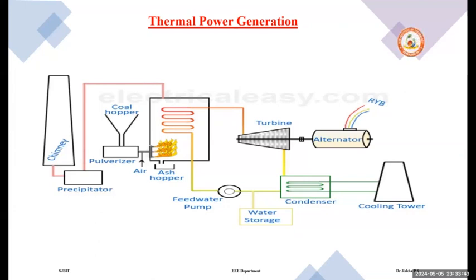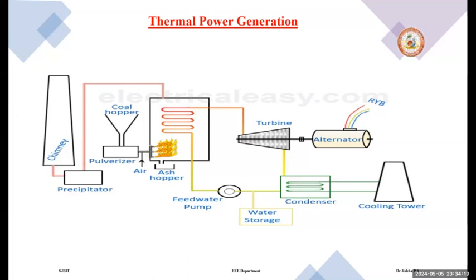Here, coal is converted into pulverized coal. It will be crushed into small powder, so the rate of combustion will be increased. That coal powder will be sent to the boiler. The boiler is a very important unit. In the boiler, coal combustion takes place and heat is generated. This heat is used to raise the temperature of water, and then water gets converted into steam.